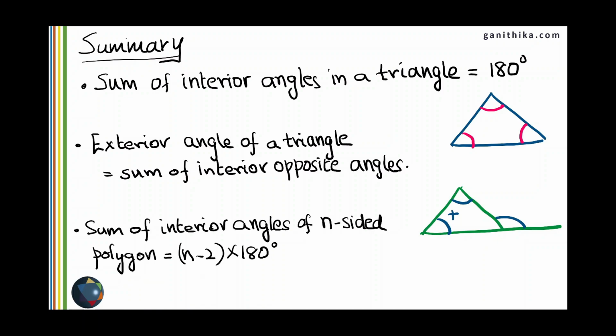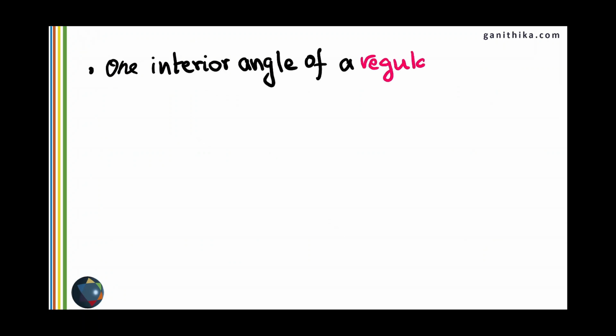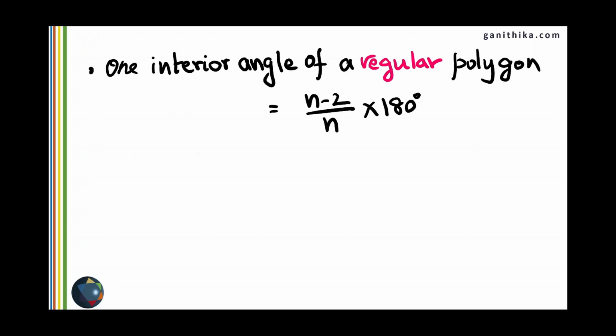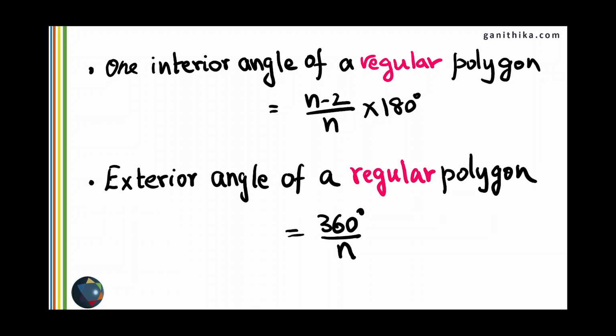Sum of interior angles of an n-sided polygon: this could be any polygon, it need not be regular. For any polygon, if there are n sides, the sum of interior angles is equal to n minus 2 times 180 degrees. One interior angle of a regular polygon, it has to be a regular polygon only, is equal to n minus 2 divided by n times 180 degrees. Also, the exterior angle of again a regular polygon is equal to 360 degrees divided by n, which means the total sum of exterior angles of a regular polygon is 360 degrees.